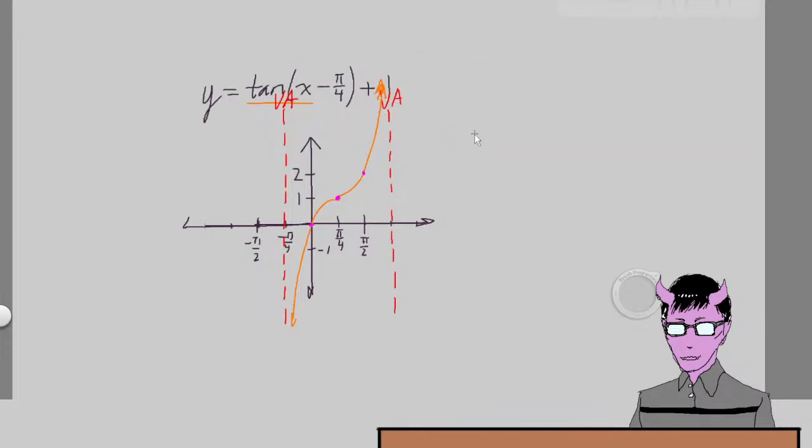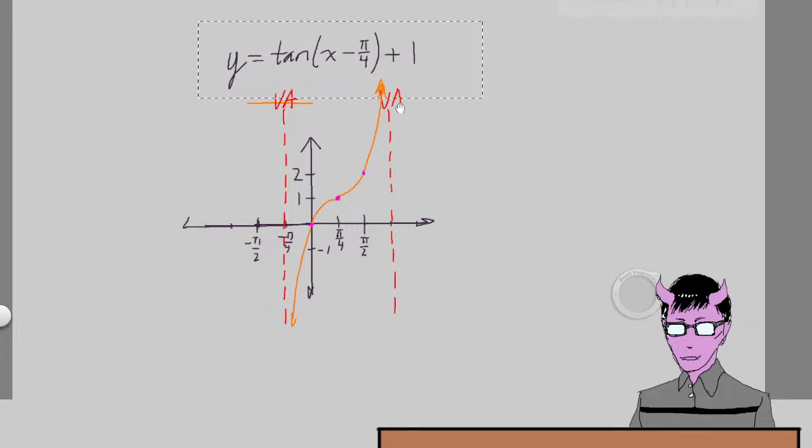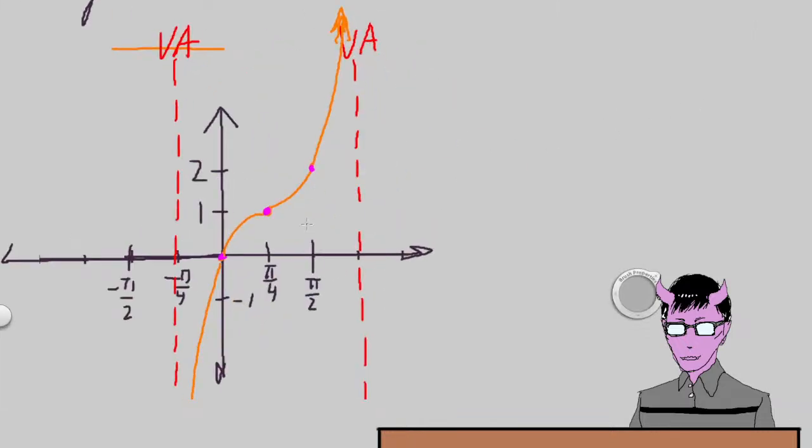Whoops, I cut it off. And then there we have it. We have the shifted graph. We are pretty much finished with this particular problem. But let's keep track of this. Let's test our hypothesis real quick.